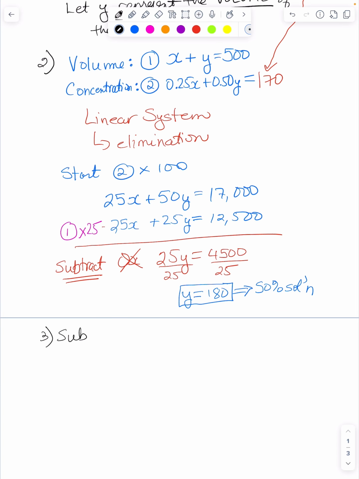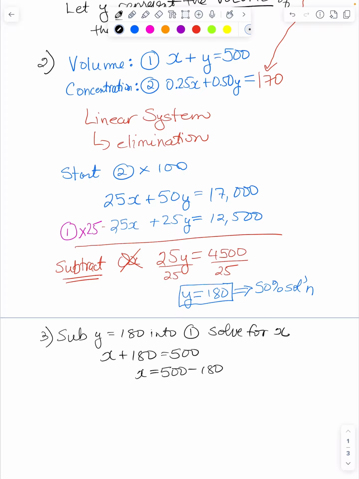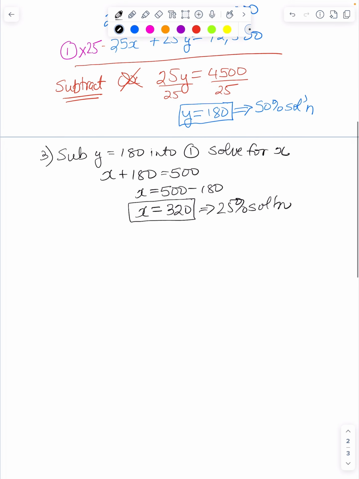Now that we know what y is, we can go back and figure out, for step number 3, sub y equals 180 into equation number 1, and solve for x. So it's going to be x plus 180 equals 500. X equals 500 minus 180, and x is going to be a value of 320. And this is for the 25% solution. That's the volume required.